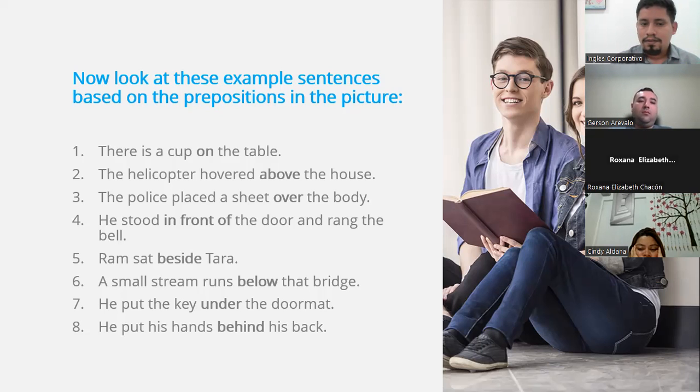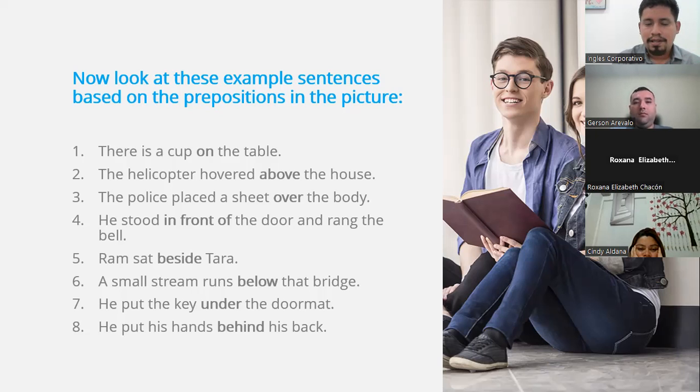On the table. On table, sí, o sobre la mesa en español, sí. Por ejemplo, podemos construir otra oración con la oración número 3, dice, the police place a sheet over the body. In English, we can say, for instance, where the police place a sheet? Okay, where the police place a sheet? So, question mark at the end. So, the answer is going to be over the body.